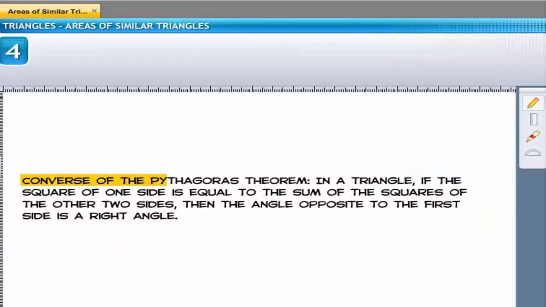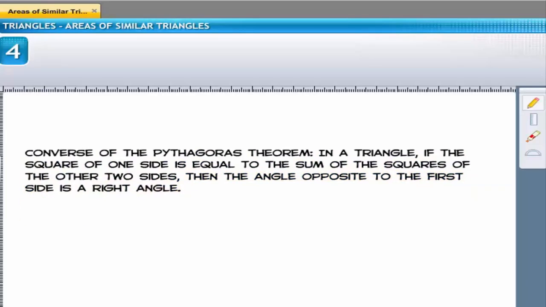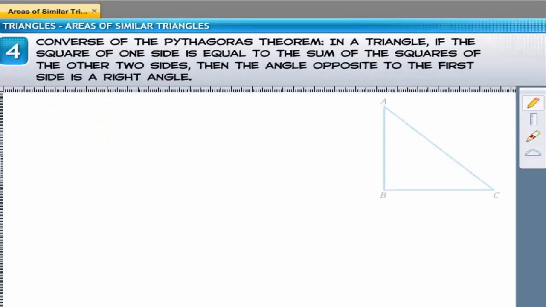Now, let's prove the converse of the Pythagoras theorem. The theorem states that if the square of one side is equal to the sum of the squares of the other two sides, then the angle opposite to the first side is a right angle. We have a triangle ABC in which AC square is equal to AB square plus BC square. We need to prove that angle B is equal to 90 degrees.